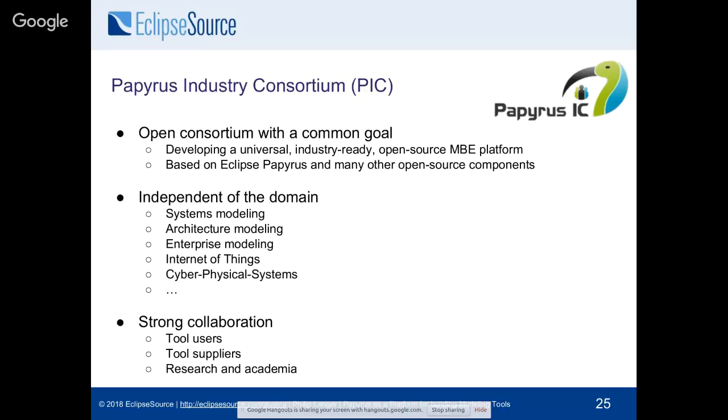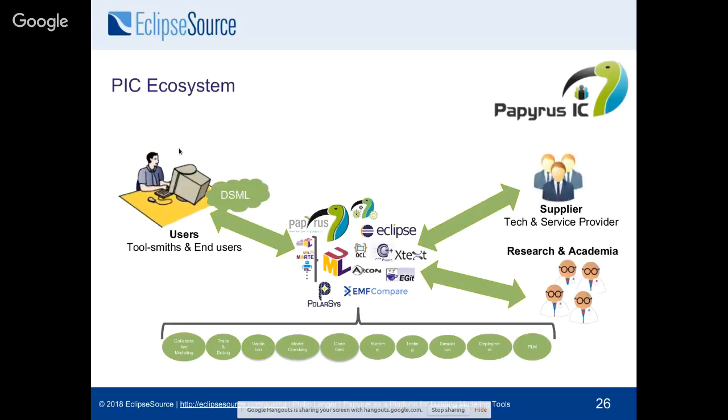So just in terms of a picture, you see here that there are three types of organizations. The end users who are interested in using Papyrus or creating tools based on Papyrus. Then there are technology and service providers like Eclipse Source and research and academia organizations who all work together on a set of technologies to address a number of different aspects like collaborative modeling, trace and debug, validation, and all that.